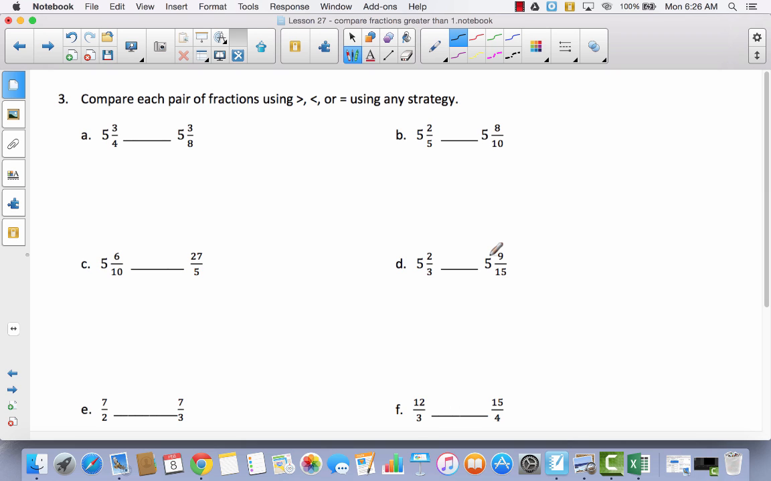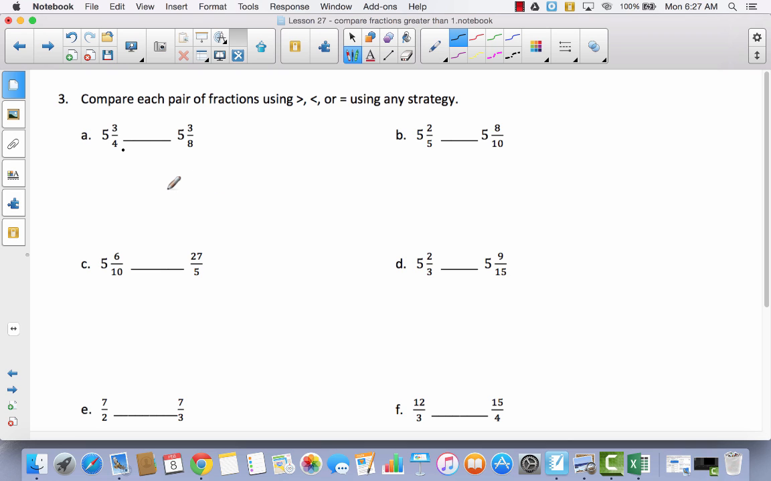All right, now on the back, we get to compare each pair of fractions using greater than, less than, or equal to, using any strategy that we want. So what that means is you kind of need to look at each of these fractions and decide which strategy is going to be the most efficient. Now, it does say use a strategy. Your strategy cannot be just to put greater than, less than, or equal to, because it's too easy and tempting to just guess. So we're going to give some kind of explanation or some kind of proof that we actually work the problem out.